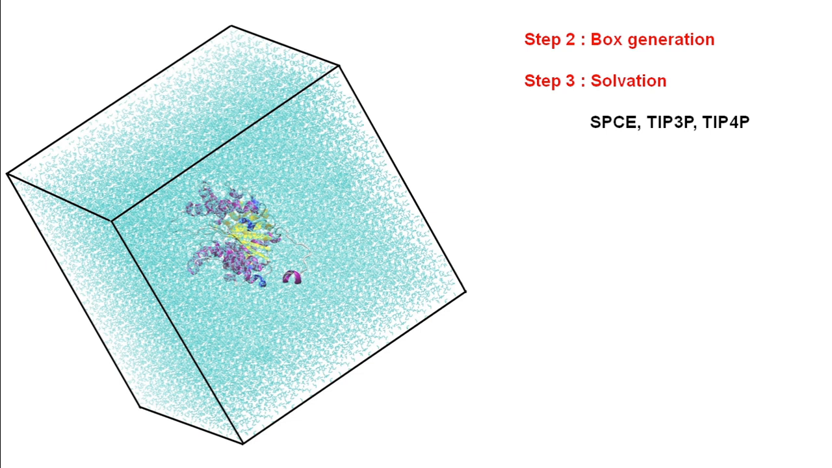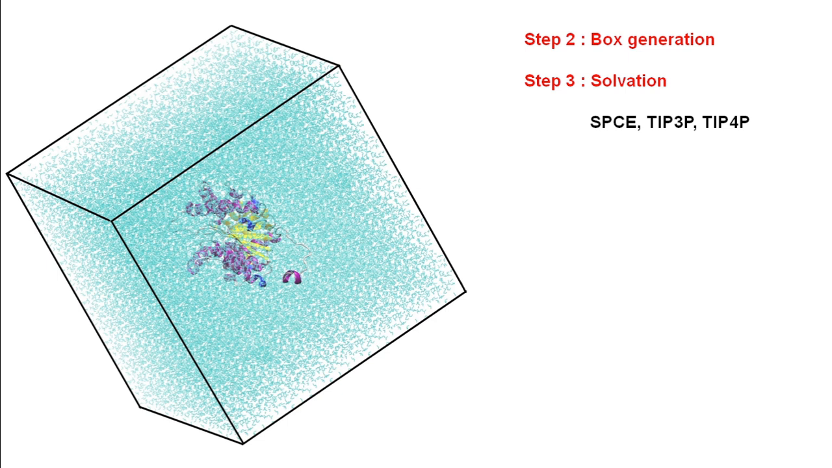Each of these models has its own advantages and disadvantages. Like in the case of SPC, or simple point charge model, it is the most simple and computationally efficient model, but it is less accurate. Okay, so SPC/E, the simple point charge extended, is an improved version of the SPC model. We also have the TIP3P, or 3-point charge water model.